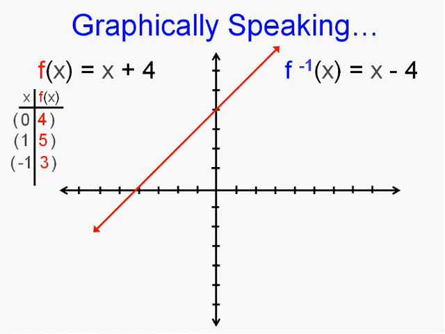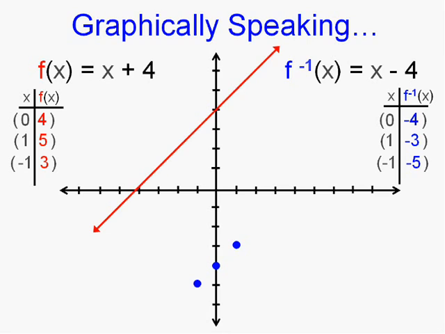Now if I do the inverse function, I'll try the same 3 points, 0, 1, and negative 1. I get 0, negative 4, 1, negative 3, and negative 1, negative 5. And if I graph those, they also line up, and the inverse function in blue there graphs right there.